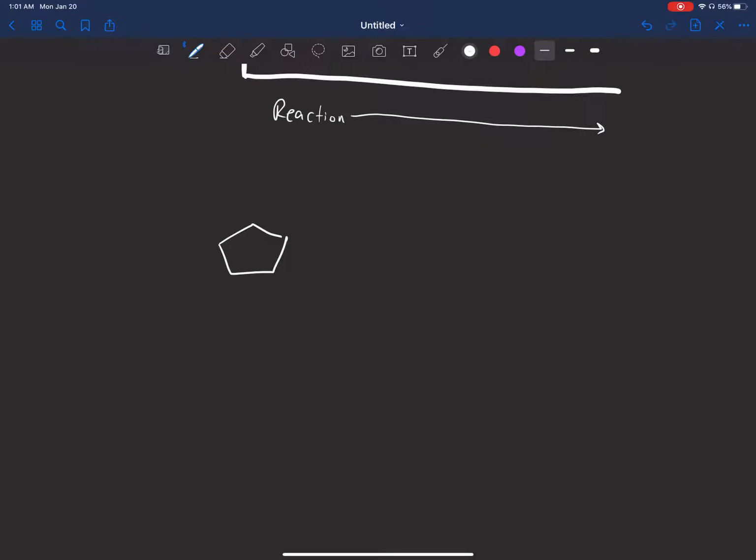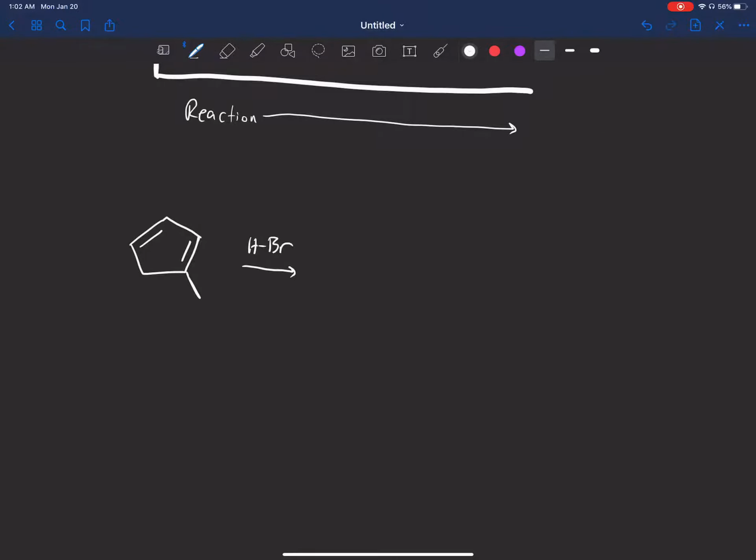So we have this 5-membered ring. All of these examples are going to have these little dienes. This is the primary focus of this. And we're going to react with HBr. Now this is a multiple choice. It said select the 2 major products of the following HBr addition.